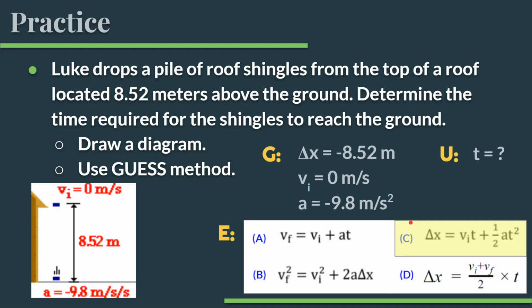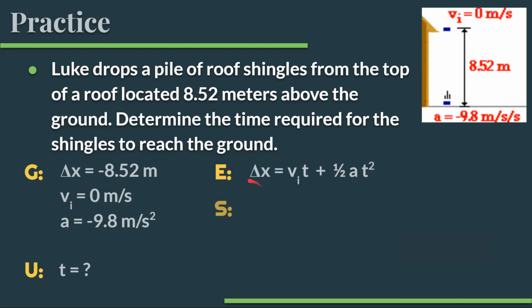Now, could you do this a different way? Yes. You are more than welcome to solve for final velocity and then time. That will also work, but the fastest way to do it in a single step is equation C. So this is the equation we're going to substitute into. Same information, it's a little rearranged. But I have now my equation on the screen. Substituting in, I have negative 8.52 equals vi t, which is 0 times t, plus 1/2 a t squared. Again, this particular equation, I would not recommend using it to solve for time if your initial velocity isn't 0.